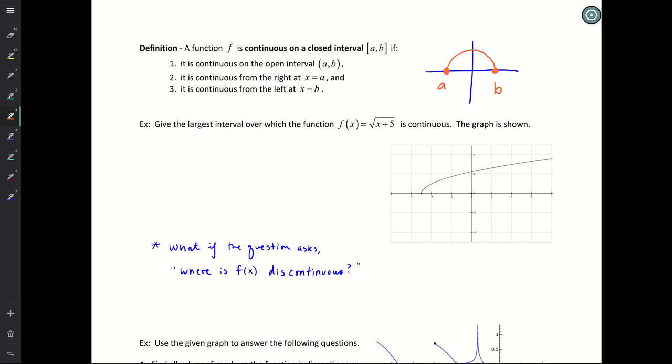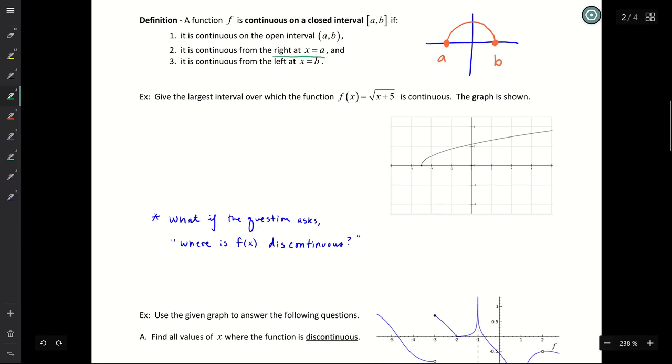So that's all good. And then for qualifications 2 and 3 in this definition, it says that if we're going to be continuous at the endpoints, first of all, you have to be continuous to the right at x equals a.